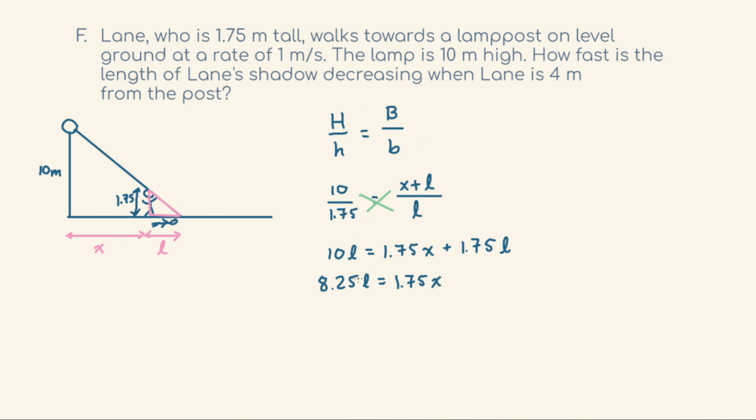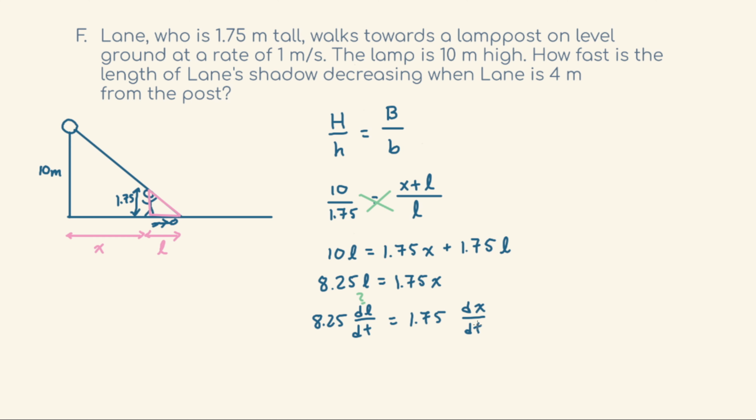The derivative of 8.25L with respect to time is 8.25 dL over dt. On the right side, you're going to get 1.75 dx over dt. Now in this question, we're looking for how fast the length of Lane's shadow is decreasing with respect to time. And what is that length? That's L. So this is what we're looking for.